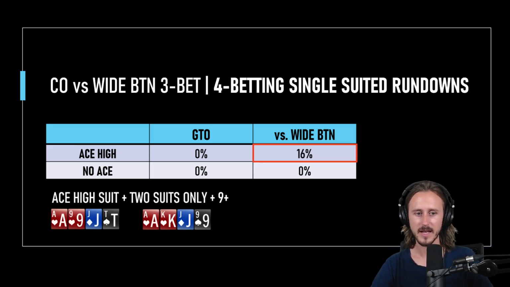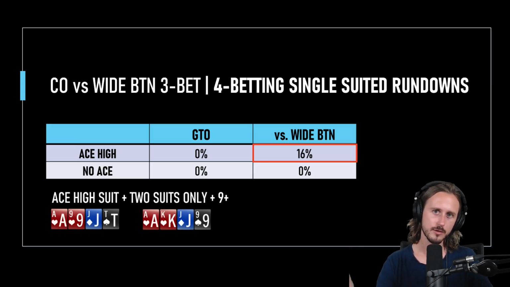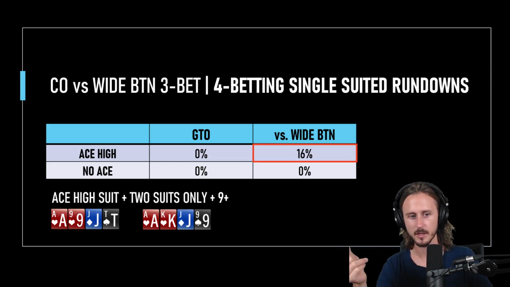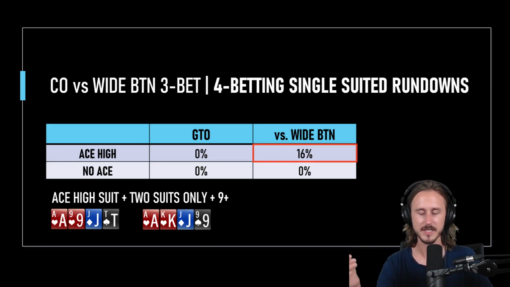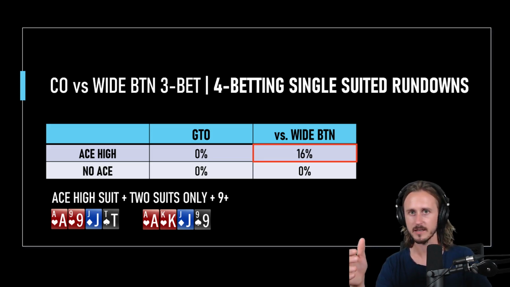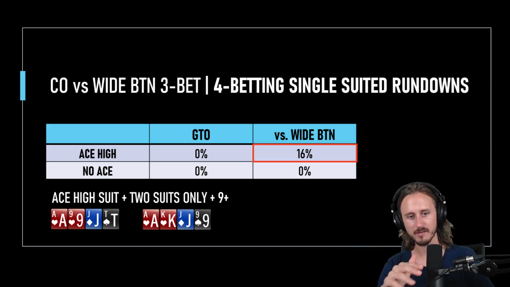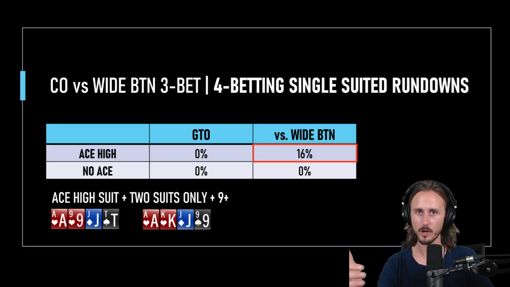And these are hands that are single suited to the ace, that only have 2 of the same suit. So as you can see here, for example, ace 9 of hearts or ace king of hearts, and then are all 9 or higher. So they don't have cards like a deuce, a 5, an 8 in there generally. So we go for that 9 plus range of hands, and then you can simplify if you have these 3 rules to 4-bet all of these combinations.